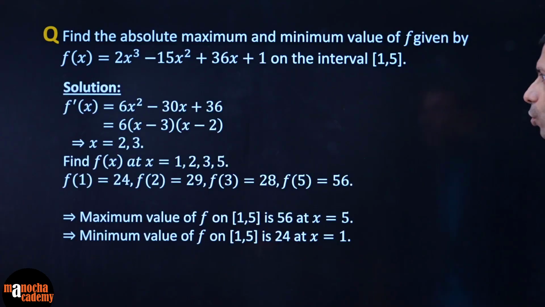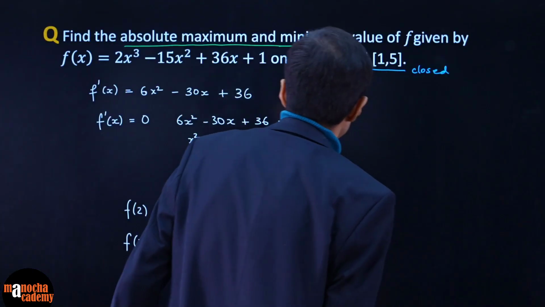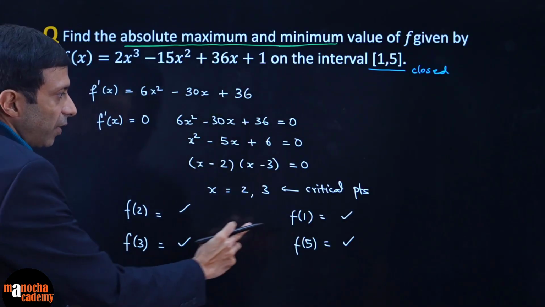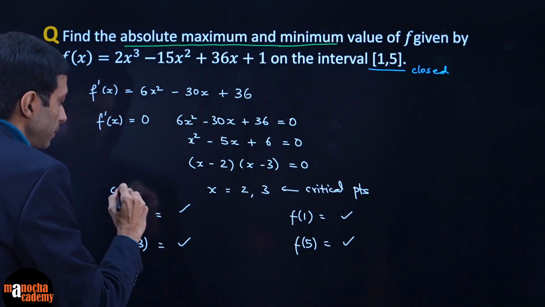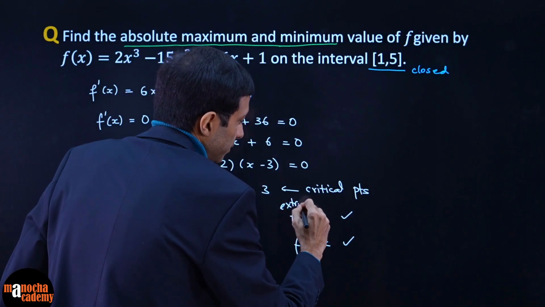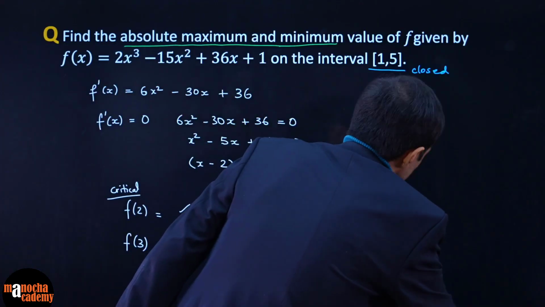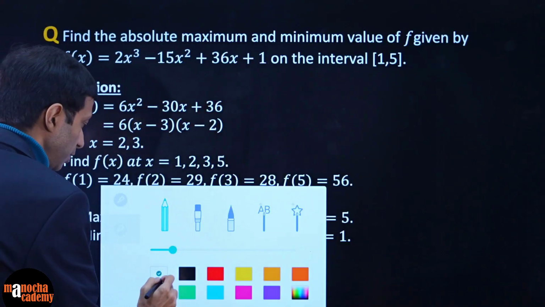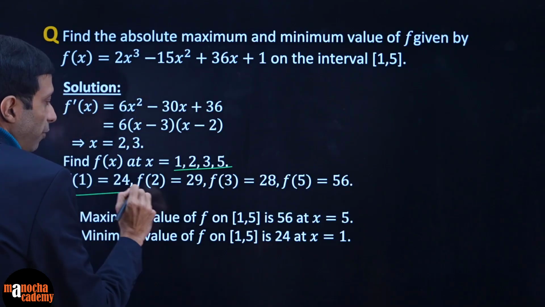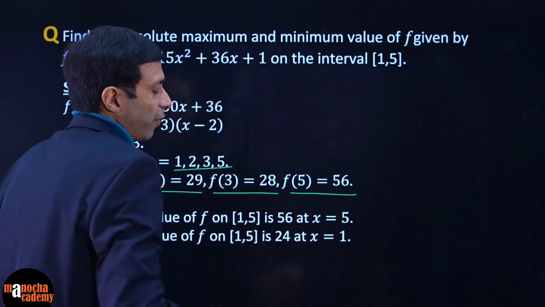So let's see in our solution to save time. Our critical points were what? 2 and 3, and then also the extreme points. 1 and 5 are the extreme points. Extreme means the end points. So you substitute it here, same thing. We got f of 1 came out to be 24, f of 2 came out to be 29, f of 3 is 28 and f of 5 is 56.